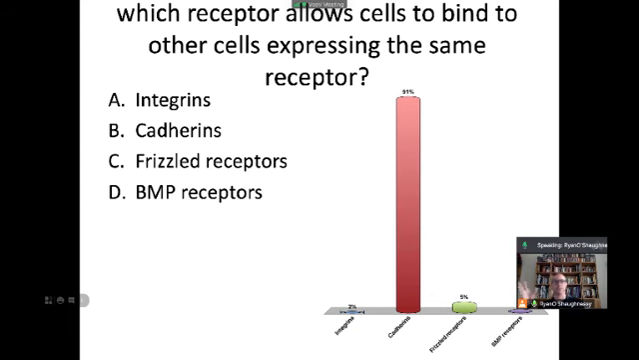And as we know, and I would have asked you this question, but we can't do that using this method, we all know that those receptors that allow cells to bind other cells expressing the same receptor are called integrins. Oh, sorry, cadherins. My apology. Cadherins. They're called cadherins. And how do these cadherins play a role in this axon guidance process?